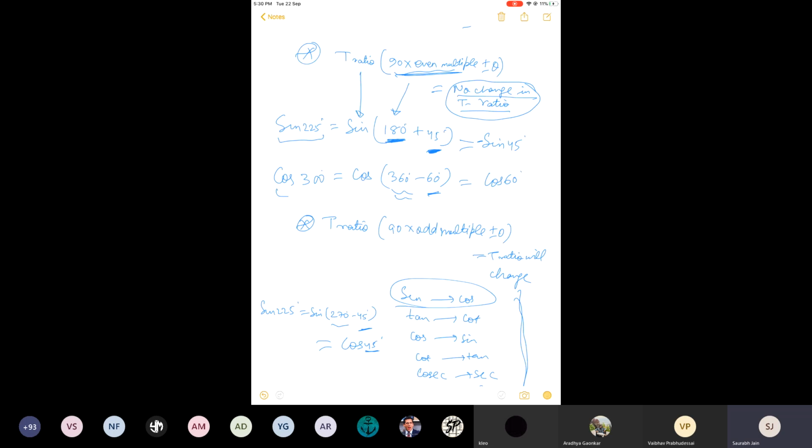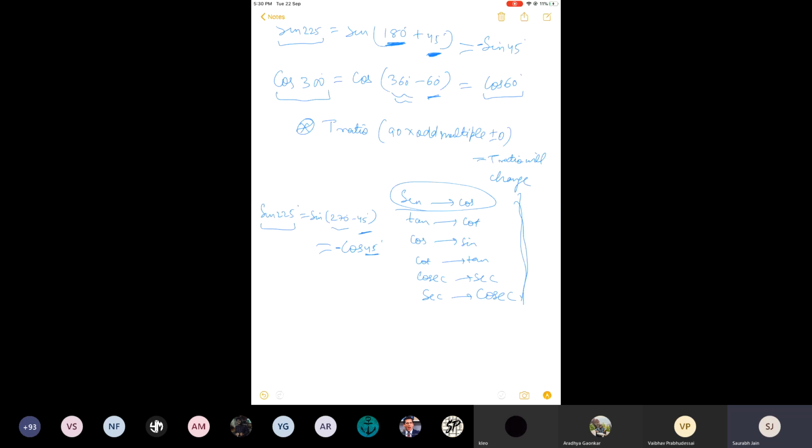Next value, cos 300 degree. Cos 300 degree, what type of value will it be? Positive. Positive value. Cos 60 is positive. All right, cos 300 is positive. It is changed into cos 60. Cos 60 is positive, no need to write minus. Let us come to the next question. Sine 225. It is negative value. We will have to write minus.